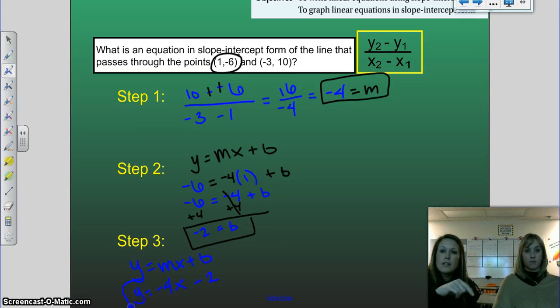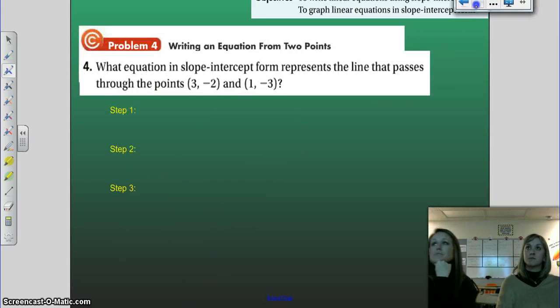Okay. Now I put -2, even though it says plus b in my equation, because in algebra, we want to simplify it as much as we can. You got it. All right.